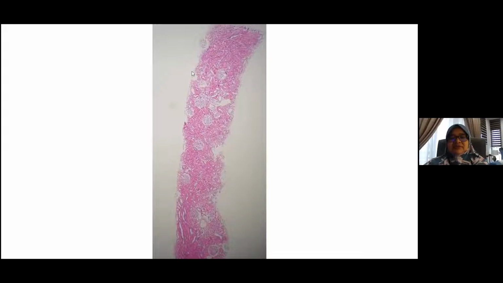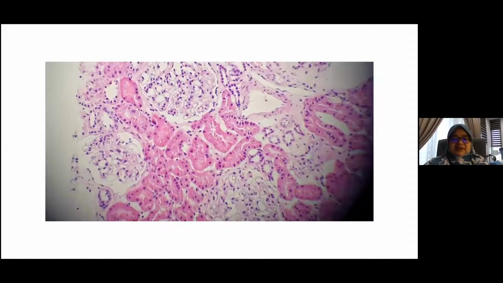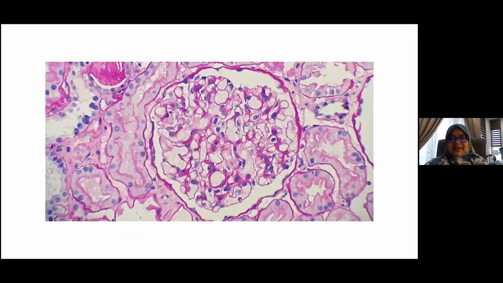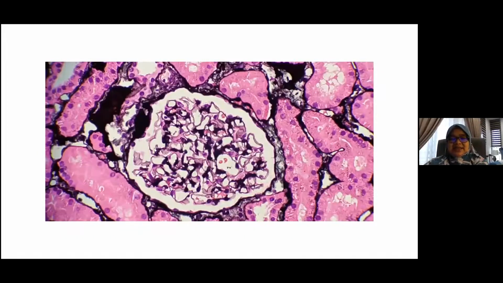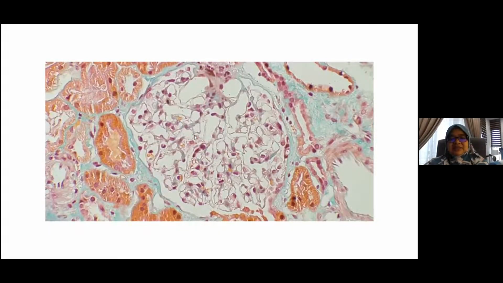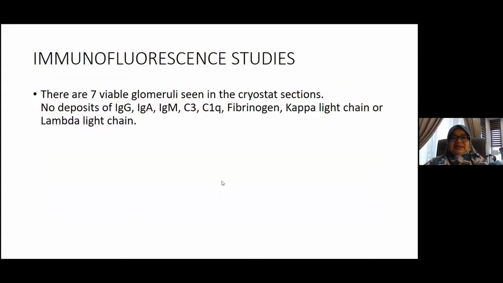renal tissue, cortical renal tissue, back-to-back tubules, many gloms. And true enough, the gloms look as normal as you can get, just for you to appreciate what normal looks like. So this is a very normal looking glomerulus in PAS stain, in PAG stain, and in MT stain. Okay, so there's no abnormalities that we can see. The immunofluorescence were all negative.